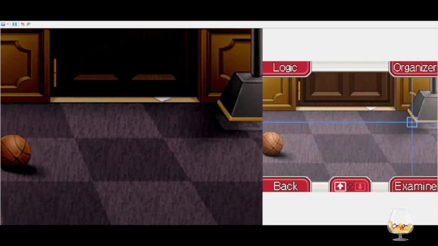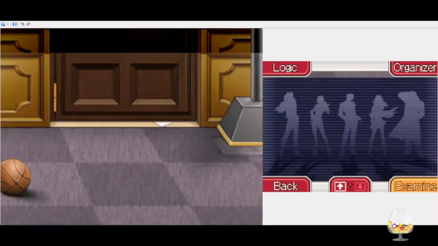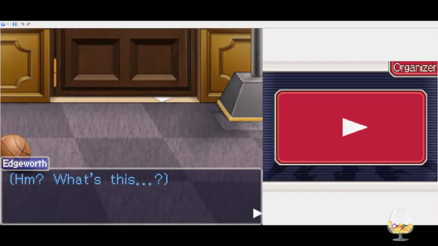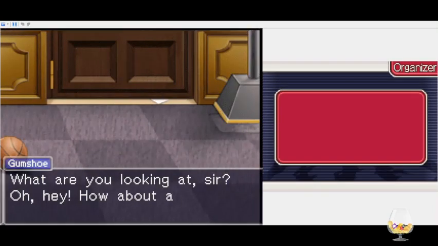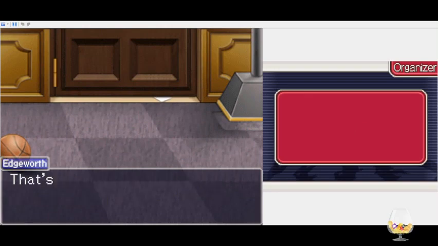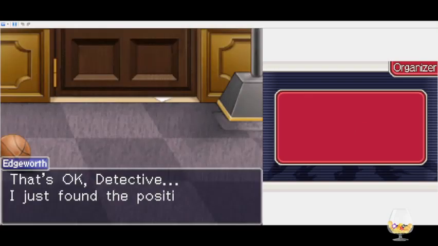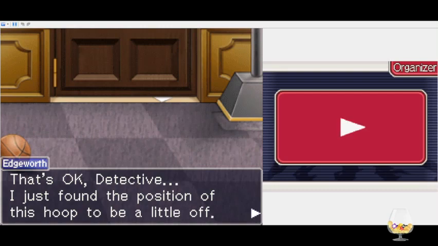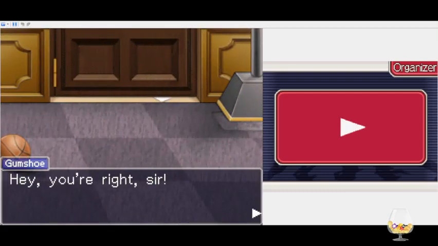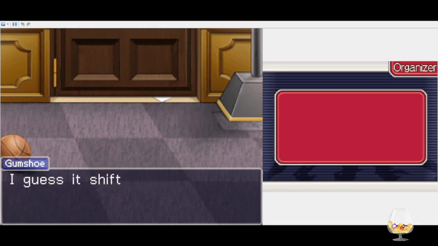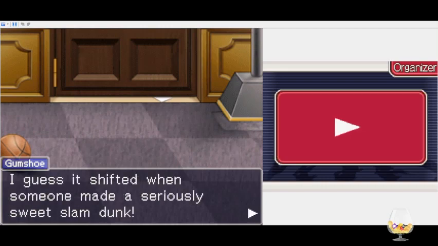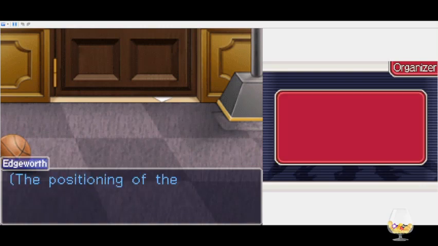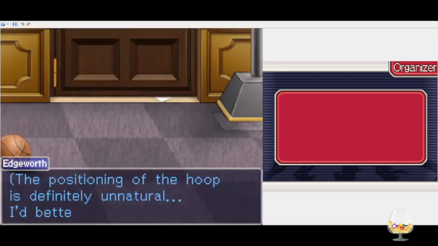There's also this weird indentation by the basketball hoop. What's this? What are you looking at, sir? Oh, hey, how about a game? That's okay, Detective. I just found the position of this hoop to be a little off. Hey, you're right, sir. So somebody moved it. Guess it shifted when someone made a seriously sweet slam dunk. The positioning of the hoop is definitely unnatural. I'd better take note of this.